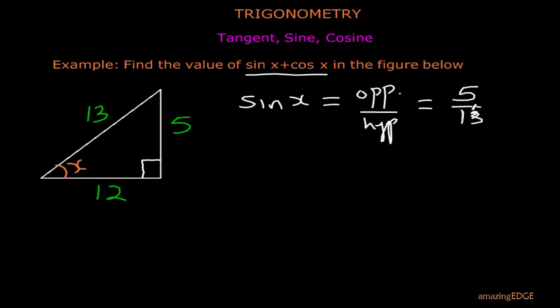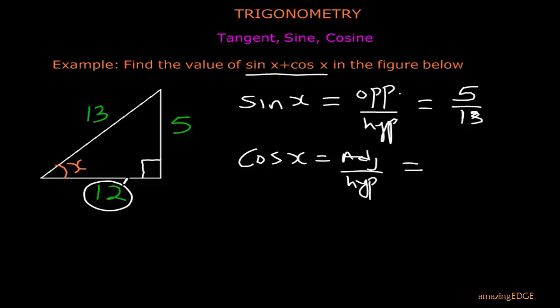So the next is to find cos x. Cos x, as we know, is adjacent over hypotenuse. So the adjacent should be 12. That is the side that is not facing the angle. It is also not facing the right angle. So the adjacent should be 12 now. And the hypotenuse again is the one facing the right angle, known as the longest side, which is 13. So we have 12/13.